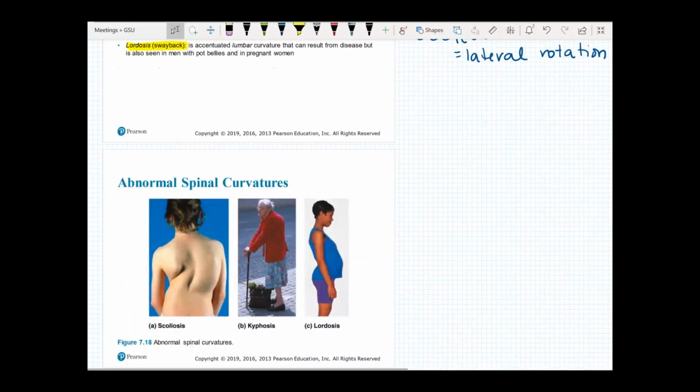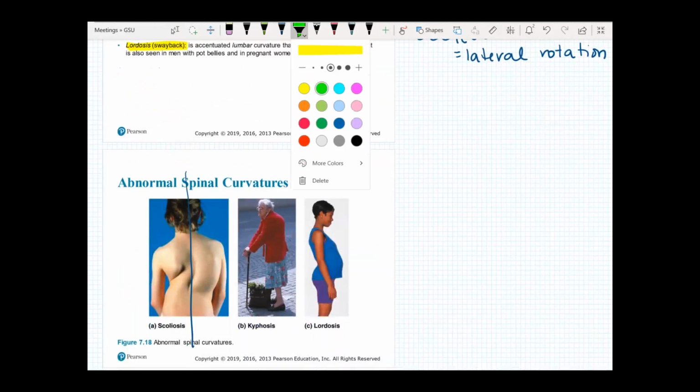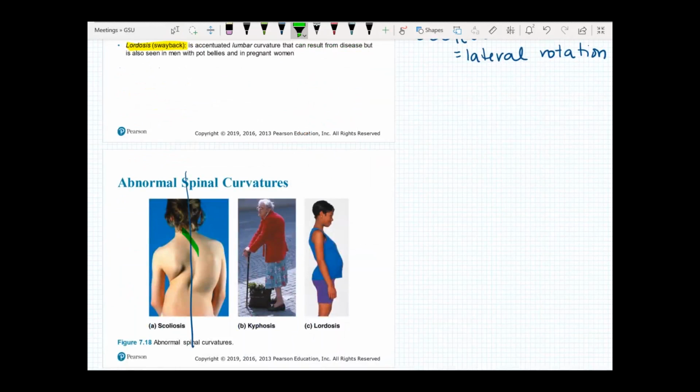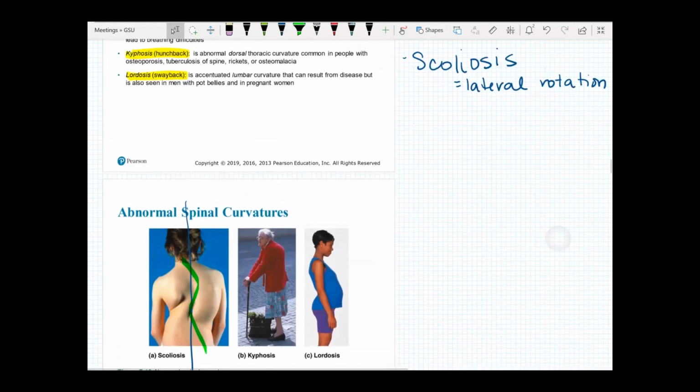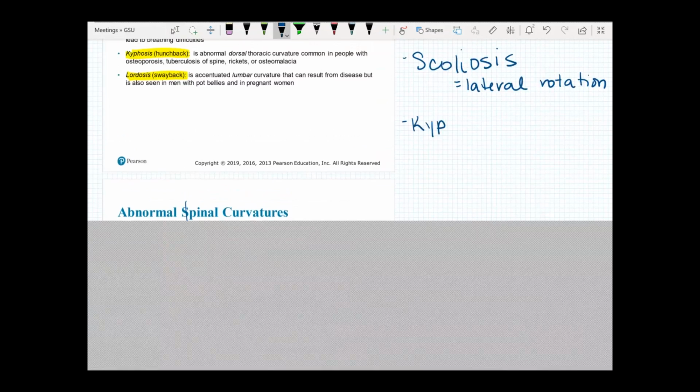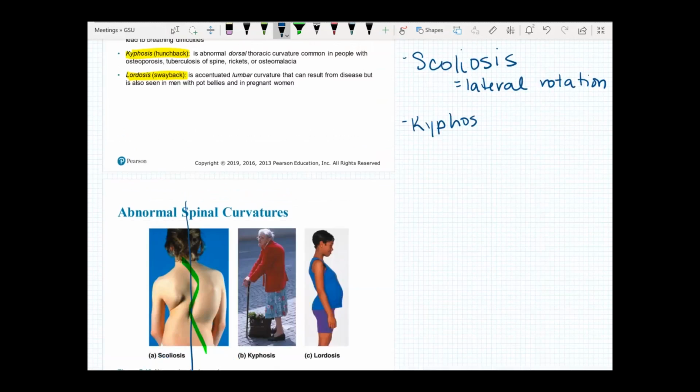So this is our plumb line straight down the body. You can see how this is not, it is curving this way. It should not curve side to side. When you look straight on, you should have a flat, straight line of vertebrae. But you don't with scoliosis. It's lateral, it's a side to side rotation. You can also have one that's called kyphosis. And this is the hunchback. So this is a dorsal curvature.